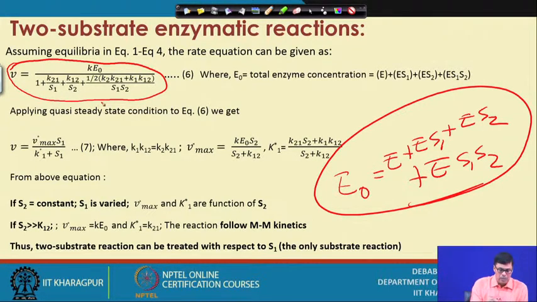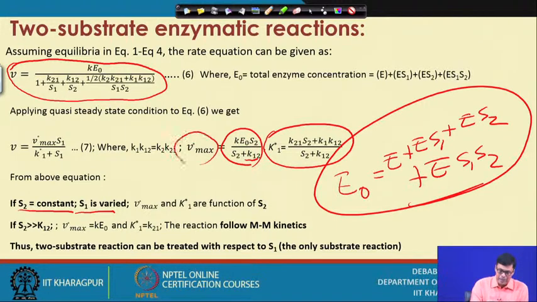And then this equation will become the Michaelis-Menten equation if we assume that Vmax star equals K into E0 into S2 over S2 plus K12, and K1 star equals this. Now, in this equation, the S2 term is there. If S2 is constant and S1 is varied, then K is constant, E0 is constant, and K12 is constant. So, I can assume Vmax star is constant. Also, if S2 is constant, then everything is constant, so I can assume K1 star is constant.